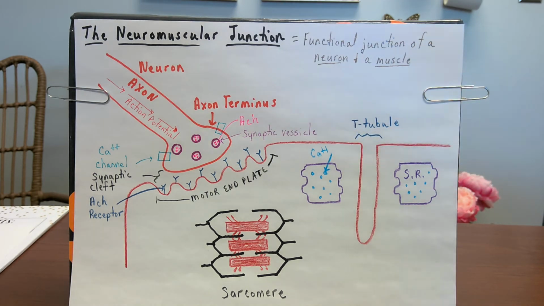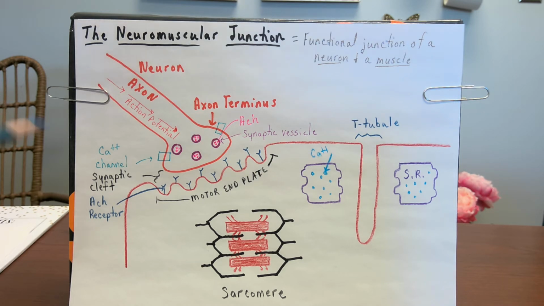Here, and on this side, you see these little blue rectangles. Those are my illustration for a calcium ion channel. I've drawn an action potential moving down the axon. The portion of the neuron that generates the action potential is always the axon.